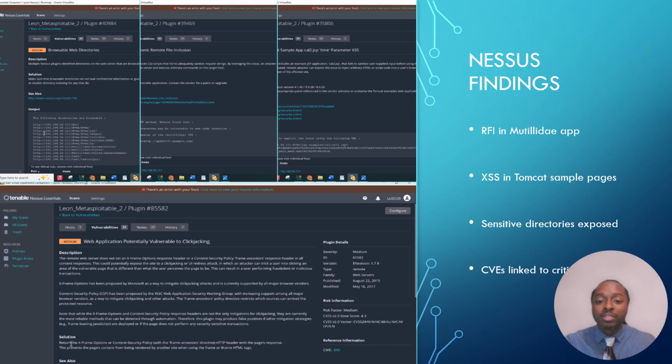Nessus took the longest time to run and gave the most detailed results. It identified three major issues: a remote file inclusion flaw in the Mutillidae app, cross-site scripting in Tomcat sample pages, and open directories exposing content. These were labeled high risk and linked to known CVEs. Nessus helped validate what other tools found and showed how severe the risks really were.